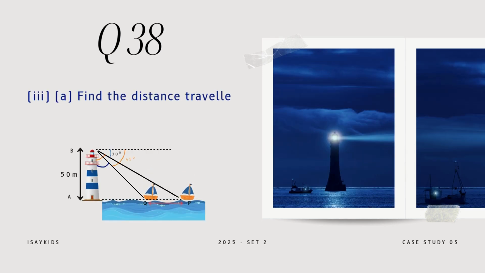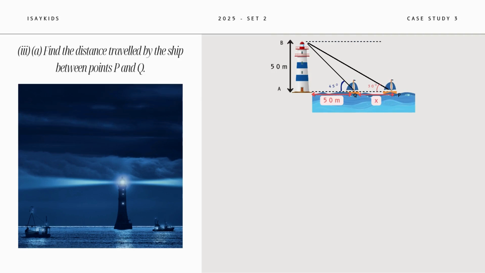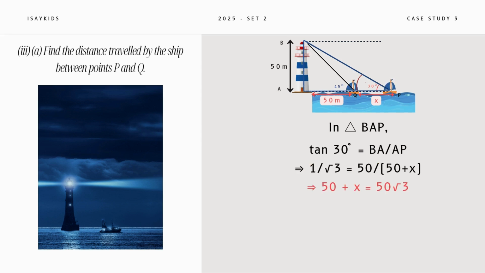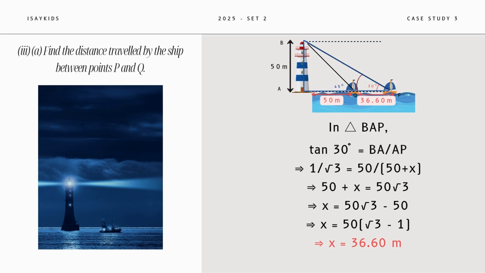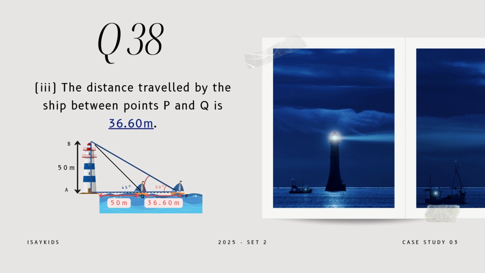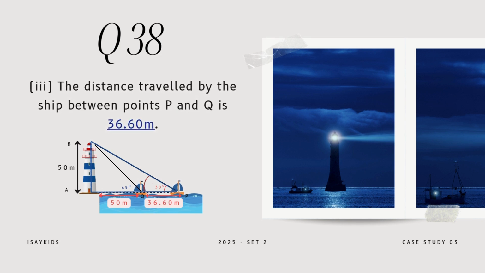Now, find the distance traveled by the ship between points P and Q. Let the distance between point P and Q be x meters. Now in triangle BAP, tan 30 is BA upon AP. So 1 upon root 3 is 50 upon 50 plus x. Solving it, we get the value of x as 50 times (root 3 minus 1). So x is around 36.6 meters. So the distance between the points is 36.6 meters.